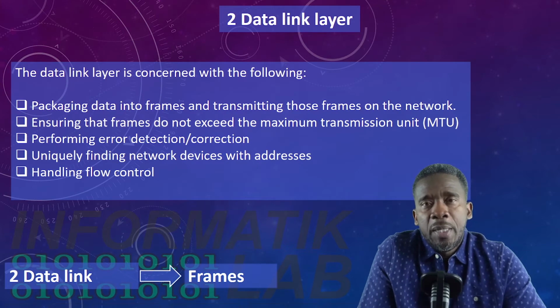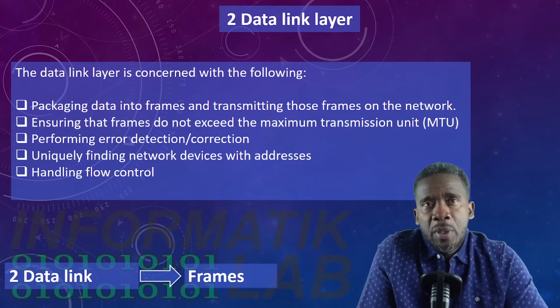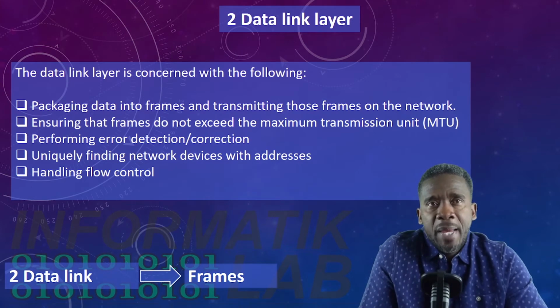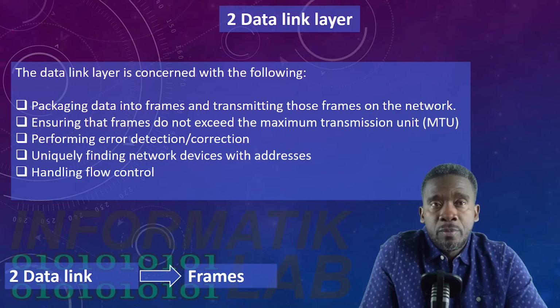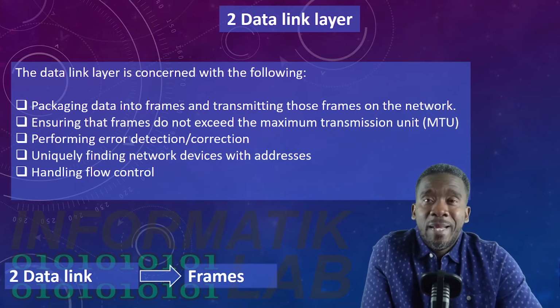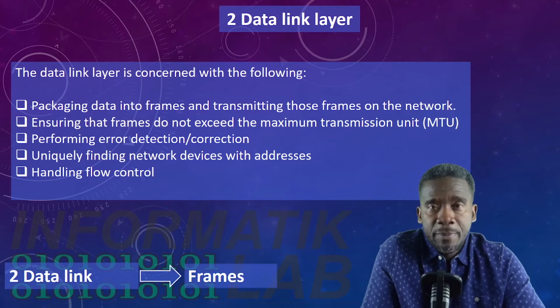So layer 2. The data link layer is concerned with the following: packaging data into frames and transmitting those frames on the network, ensuring that frames do not exceed the maximum transmission unit (MTU), performing error detection and correction, uniquely identifying network devices with addresses, and handling flow control. So now when we see data link layer, think about frames.